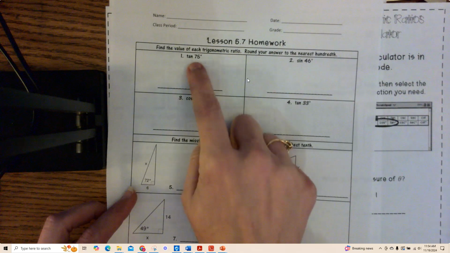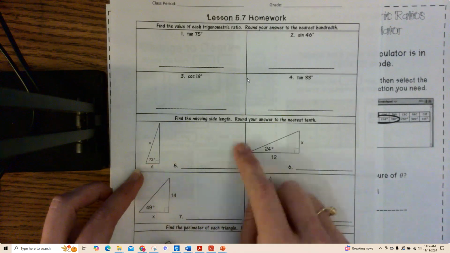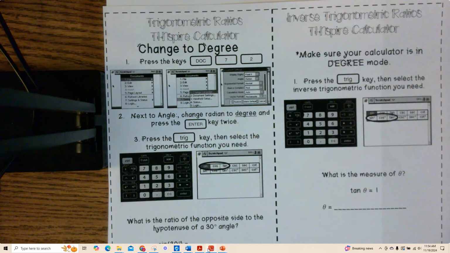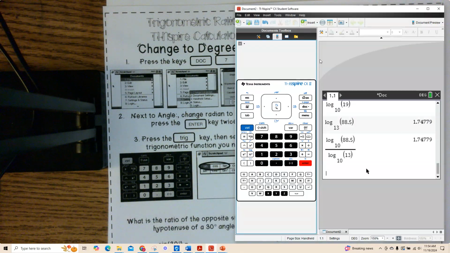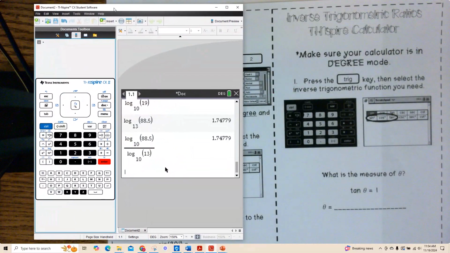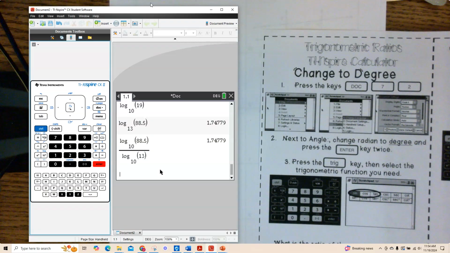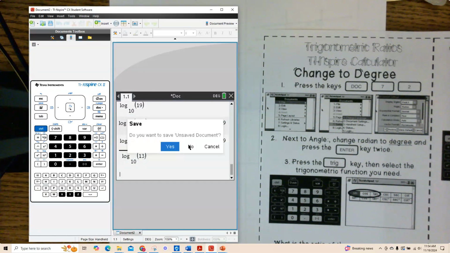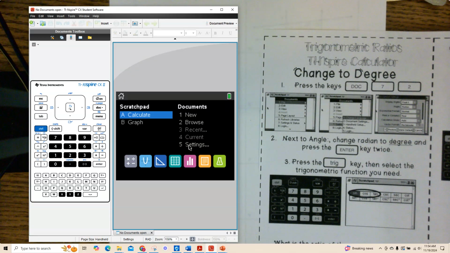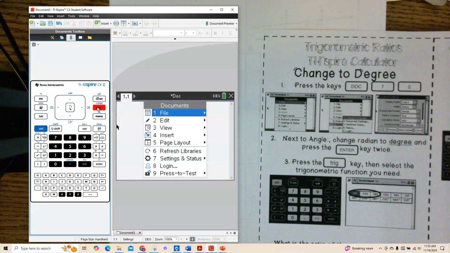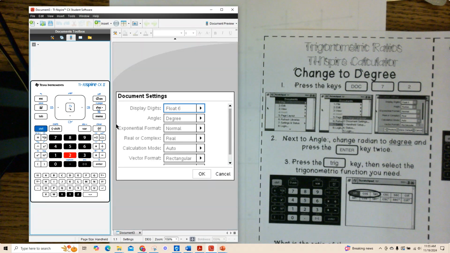Everything on this page, 75 degrees, 72 degrees, 24 degrees. So we need the calculator in that mode. So in your calculator, see if I can get everything to fit on one screen here. Okay, I'm gonna clear out, and I'm gonna press doc. Oh, I can't do it till I'm in the calculator page. Okay, so you have to open a calculator page. And then doc 7 and 2.